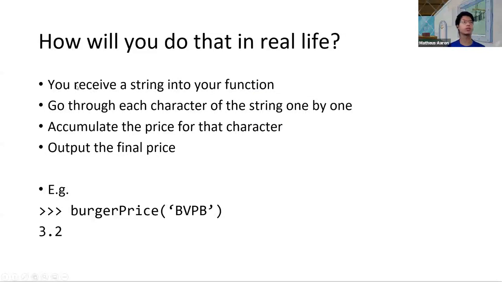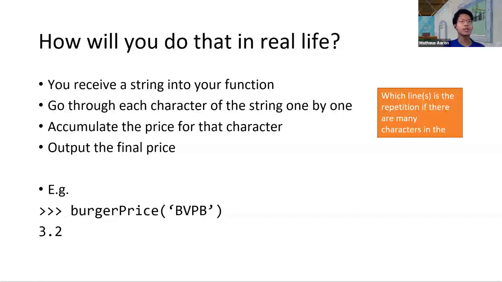You'll receive a string into your function. Then you go through each character of the string one by one. Then you accumulate the price for that character, and then you output the final price. It's like using the self-checkout cashier in FairPrice, where you scan the items one by one and then the machine adds up your items.